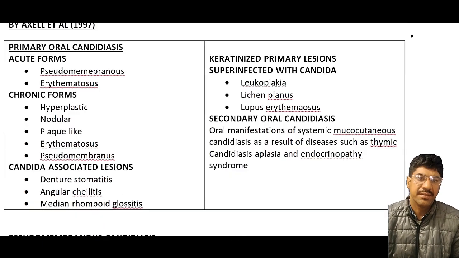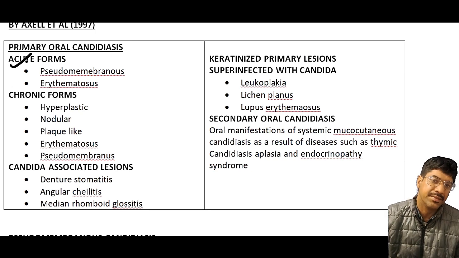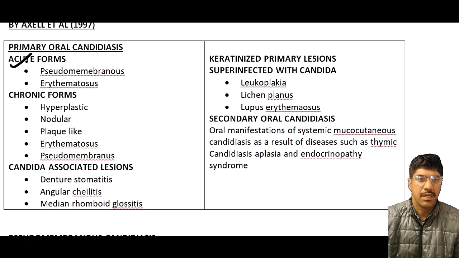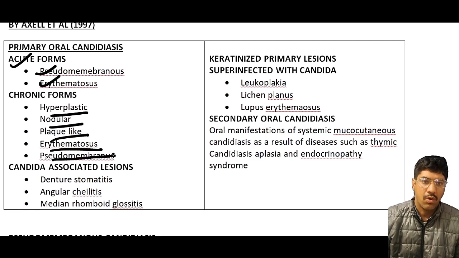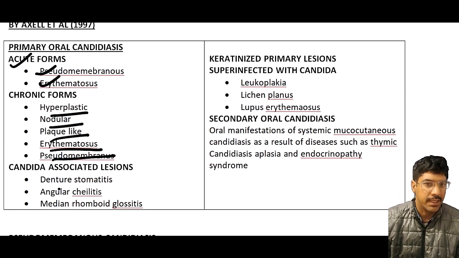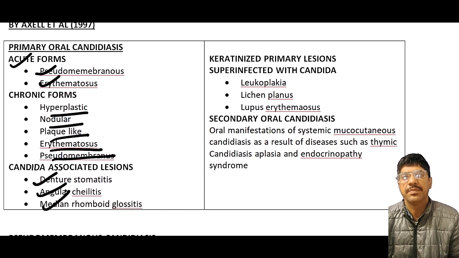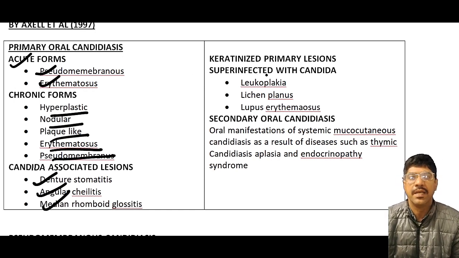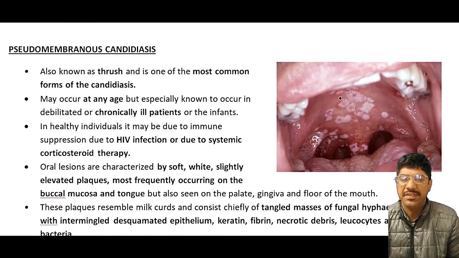Now let us discuss the various types of candidiasis. It can be in acute form, like pseudomembranous candidiasis or erythematous candidiasis, or it can be in the chronic form. The chronic form can be hyperplastic nodular, plaque, erythematous, or pseudomembranous, or it can be associated with Candida-associated lesions, that could be denture stomatitis, angular cheilitis, median rhomboid glossitis. What are the keratinized primary lesions that are superinfected with Candida? They can be leukoplakia, lichen planus, lupus erythematosus. All these are examples of that. Now let us discuss them one by one.